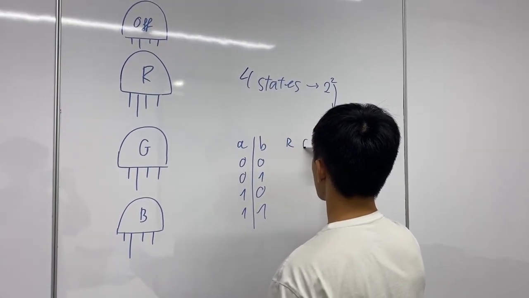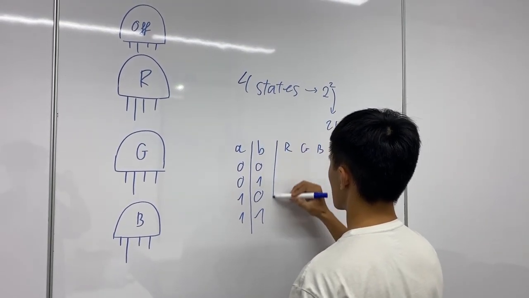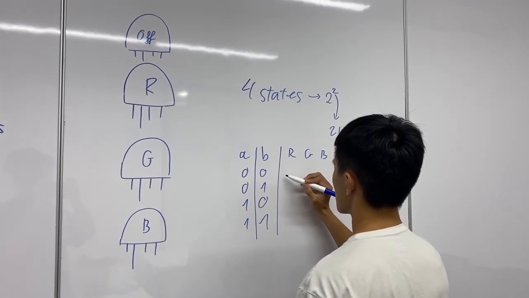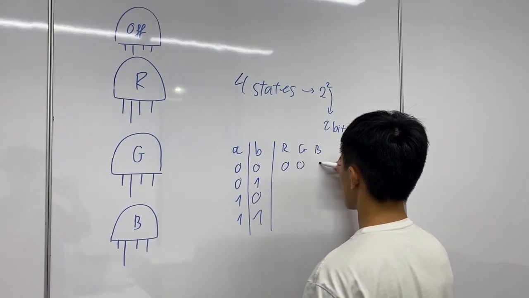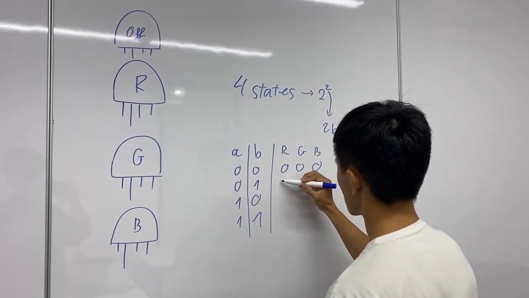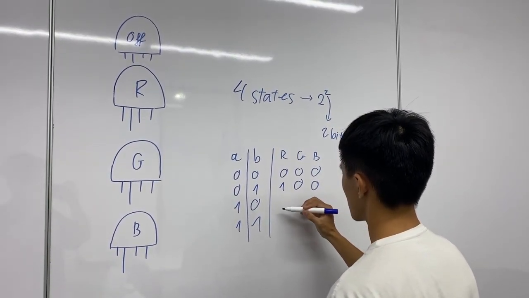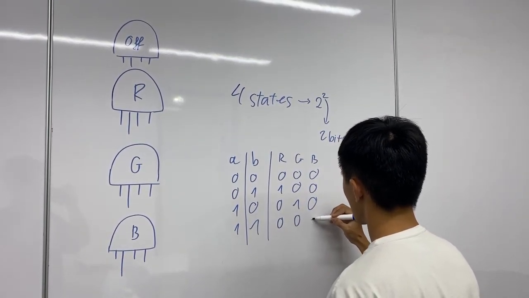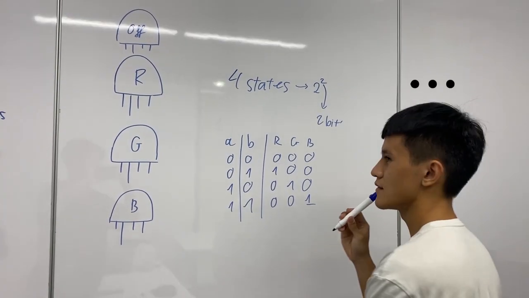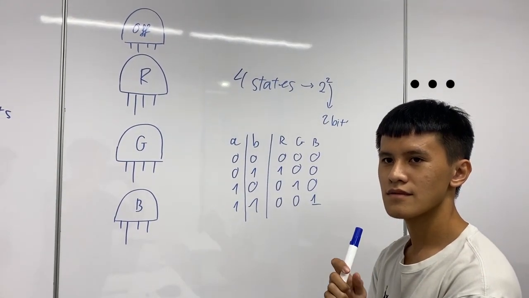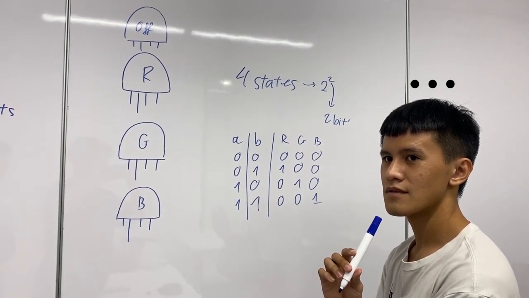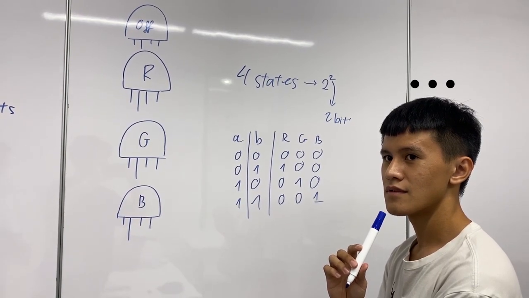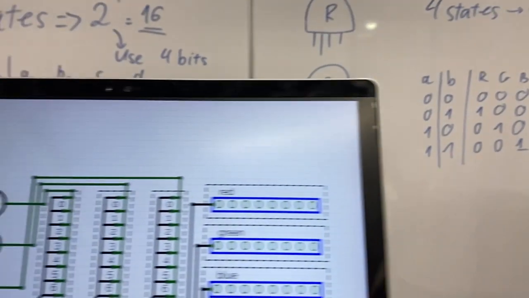And then we can move it to the 3 inputs for each LED. For off, everything will be 0. And then for red, the red will get 1 and the other will get 0. And similar for the green and blue. Therefore, we only need 2 bits of input for every LED. And that can be visualized by this circuit.